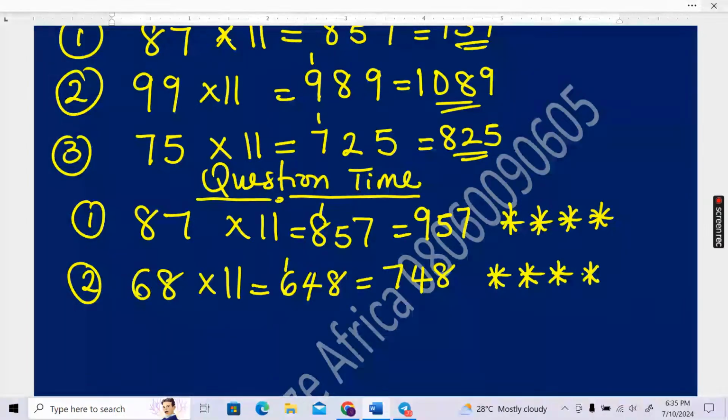Altogether, I have 14 stars. Okay, so make sure you accumulate stars for yourself.